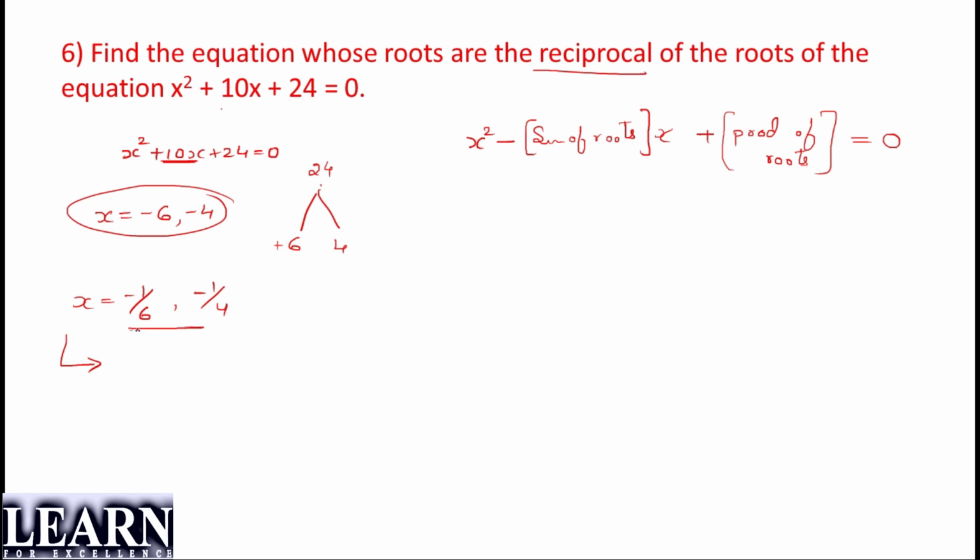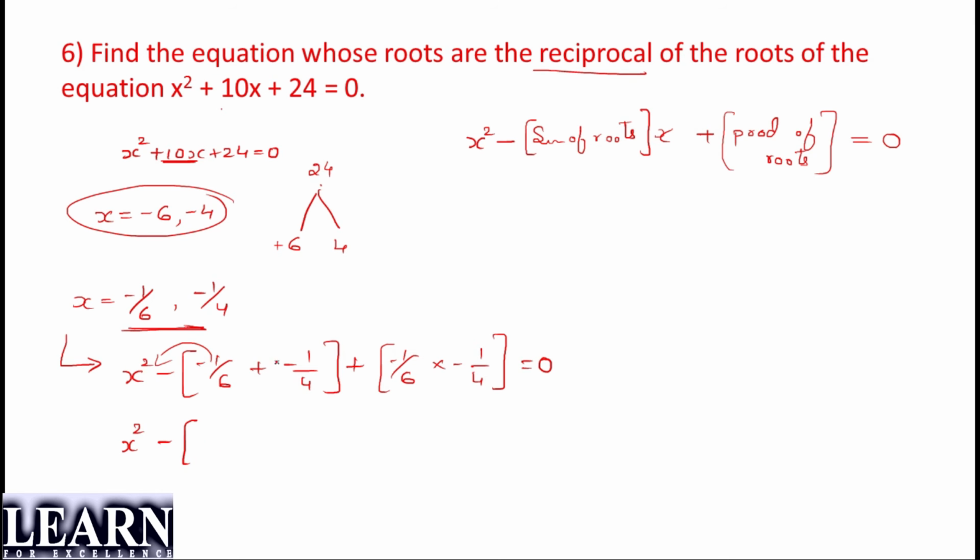So now this is the same thing which they are talking about, sum of the roots and product of the roots. So I can tell x square minus sum of the roots is minus 1 by 6 plus minus 1 by 4 plus product of the roots is minus 1 by 6 into minus 1 by 4. It is equal to 0. So if I take it as common here, x square minus, so this negative and negative comes outside and I can take it as positive. This will become positive. So if I take the LCM, it will be 24. So it is 4 plus 6, over 24, into x plus negative negative product becomes positive, so it will be 1 by 24.